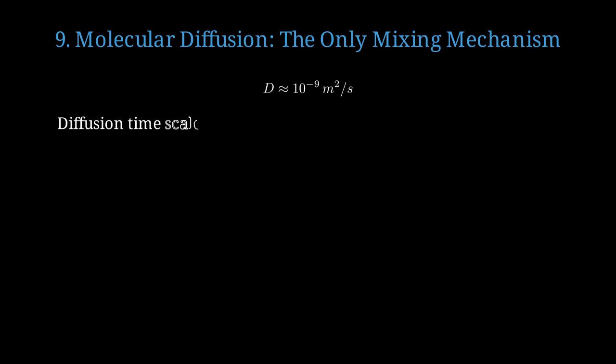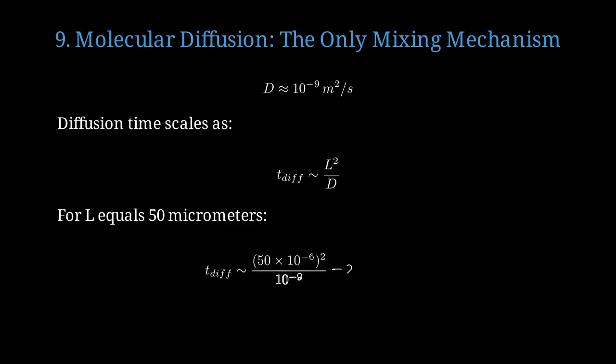The time for diffusion to mix fluids across a distance scales with the square of that distance. Diffusion time equals length squared divided by diffusion coefficient. For our 50 micrometer channel width, let's calculate the diffusion time. We get about 2.5 seconds for molecules to diffuse across the channel width.